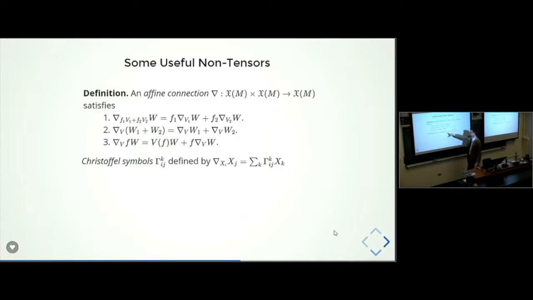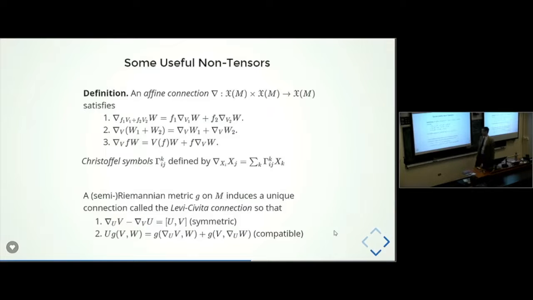And then when you have a connection, you have these things called Christoffel symbols, which say that if I have some basis x_i, and I do the covariant derivative of x_j in the x_i direction, I get some linear combination of the x's, and the coefficients are these things called Christoffel symbols. Again, they're written in a tensorial way, but they don't transform in a tensorial way, which I don't want to get into, but in some sense boils down to this fact.